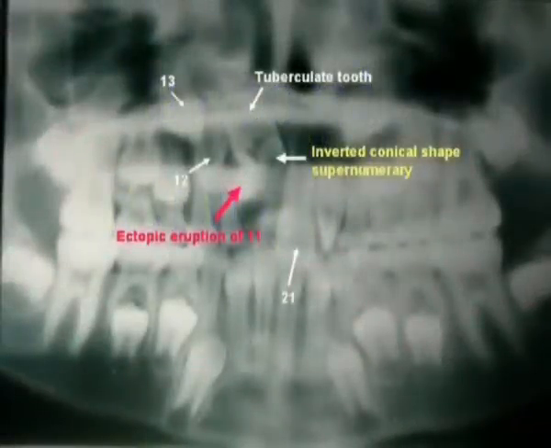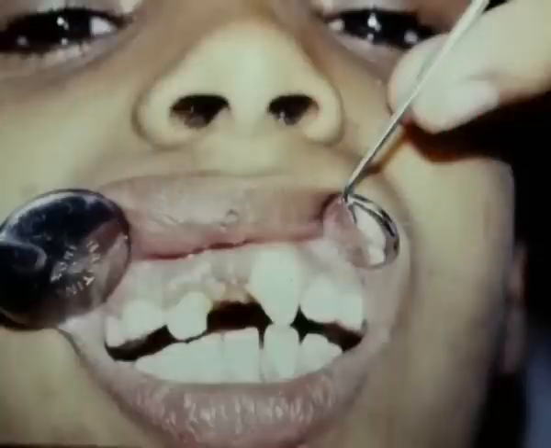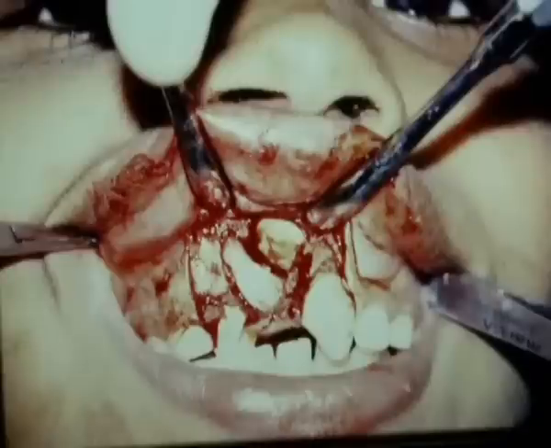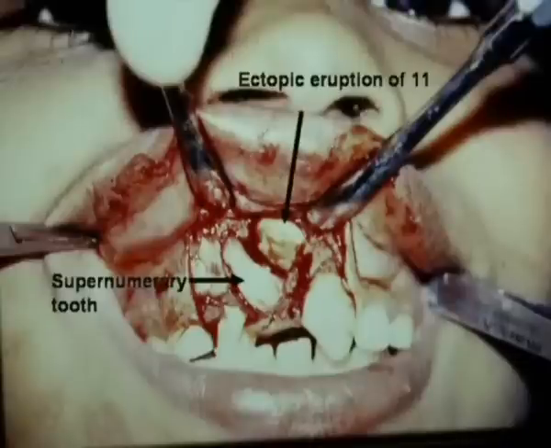One of the most dramatic effects of the presence of supernumerary is the abnormal pathway of eruption of the permanent teeth. As we see here, the presence of two supernumeraries leads to abnormal pathway of eruption of the upper right central incisor. As we see here in this case, the presence of a supernumerary tooth leads to abnormal pathway of eruption of 1-1.